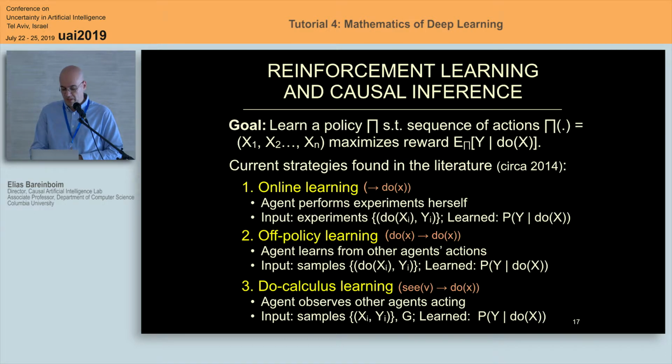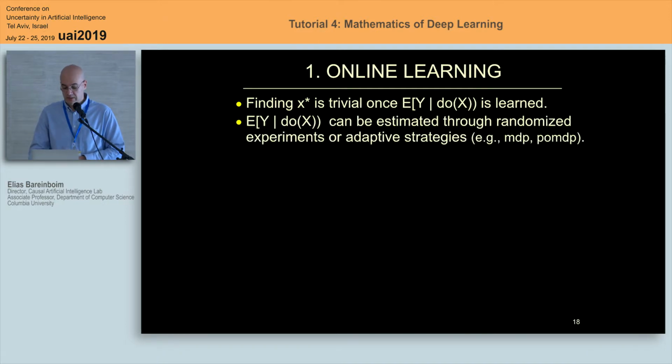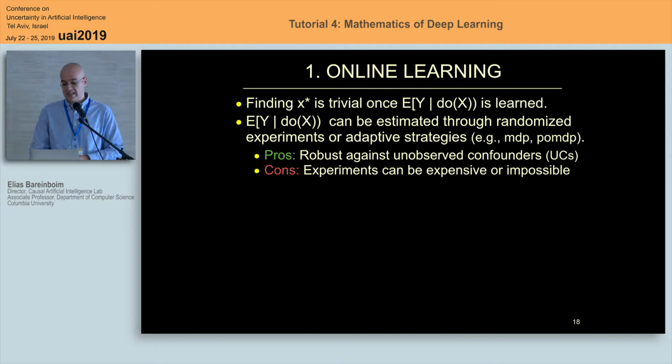Now let me go one by one here with a little more detail. Online learning: we'd like to find X star that optimizes the outcome, and finding this X star is trivial once I'm moving from P to E, once Y given do(X) is learned. Y given do(X) can be estimated through randomized experiments or adaptive strategies such as epsilon-greedy. If you have states, MDPs and POMDPs do this kind of process. There's a randomization plus deterministic policies that is deliberate. Then it's very easy to get Y given do(X), which is the goal of the whole exercise.